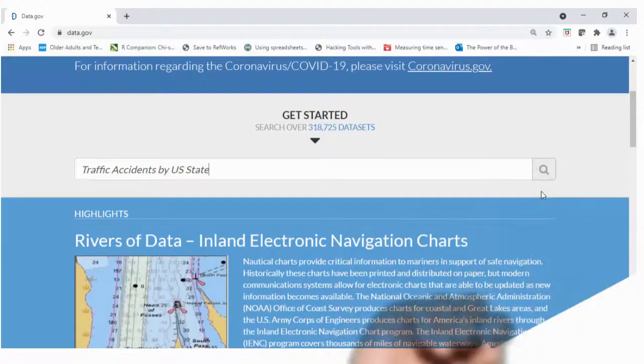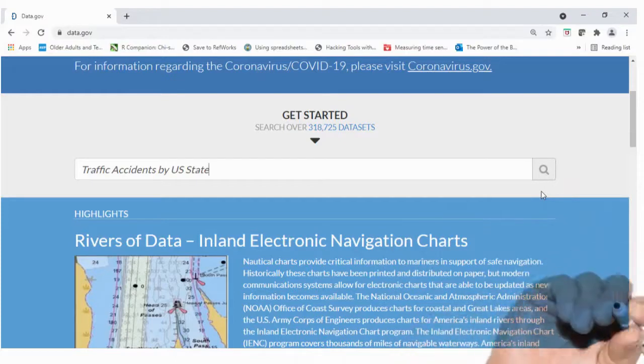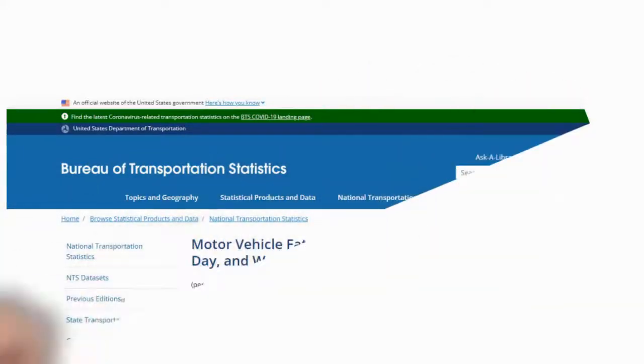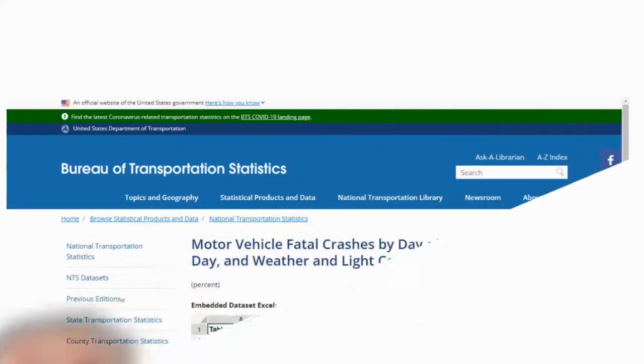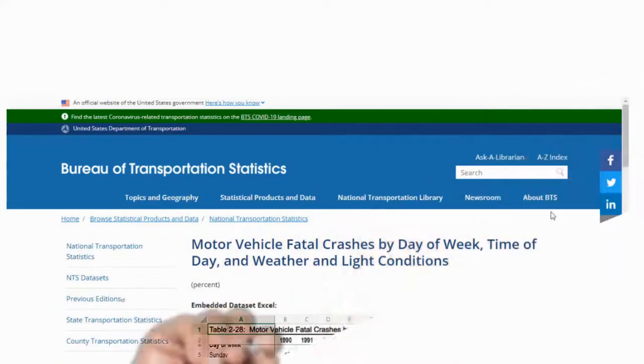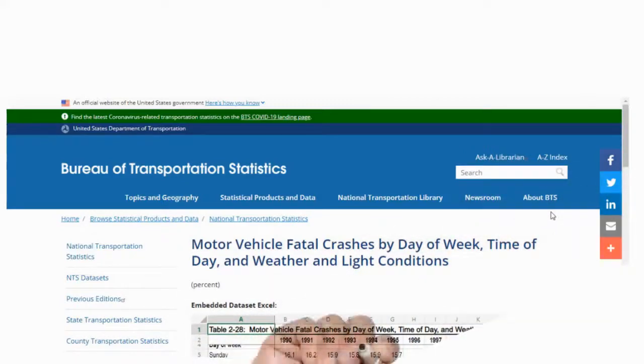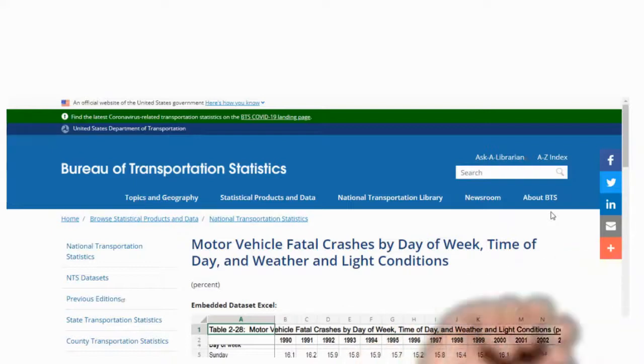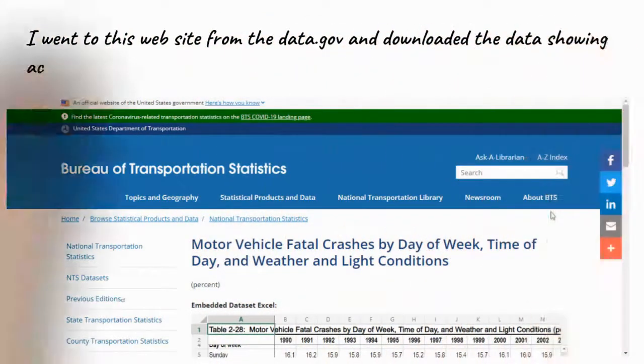Now when you do that, that search term will come up and show you every place you can look to learn about traffic accidents. You can see here that it comes up with basically the Bureau of Transportation, the National Transportation Safety Board and Bureau of Transportation Statistics. I came up with "motor vehicle fatal crashes by day of week, time of day, and weather and light conditions." That's what I finally landed on, and it looks like a good one for me at this point. So I'm going to take a look and see what that data can show me.